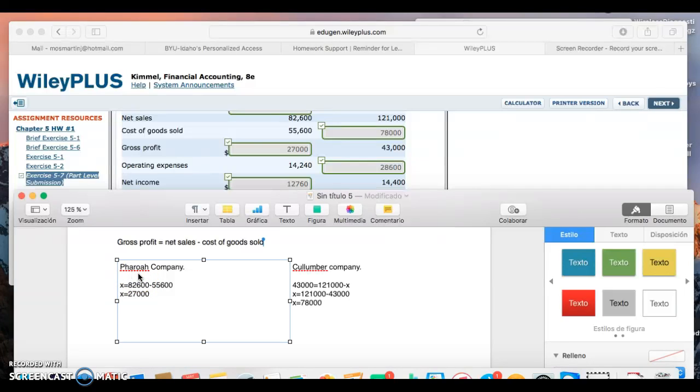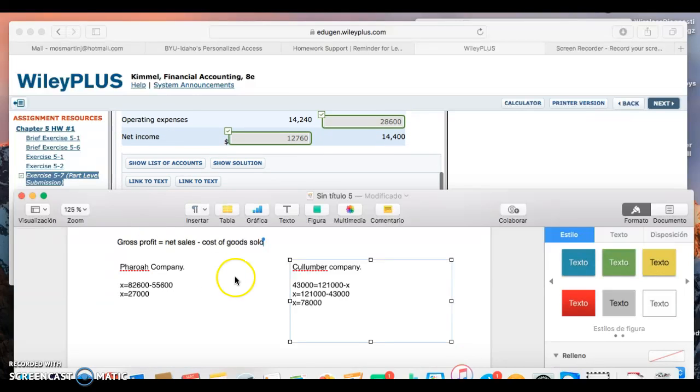So for the firewall company, we're going to find gross profit directly. So X equals 82,600 minus 55,600 equals 27,000. For the Q-Lumber Company, we have the result already, so we just put it here: 121,000 minus X. Then we clear for X, and we will find out that X is equal to 78,000. Okay?